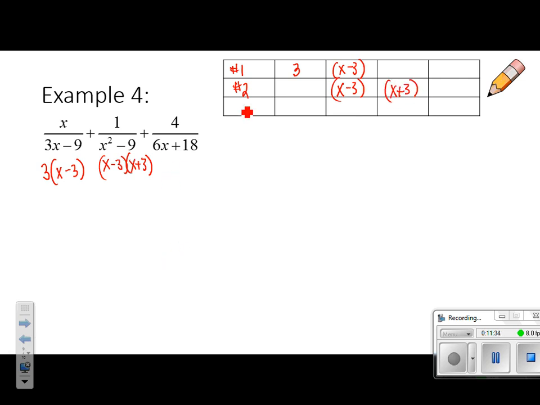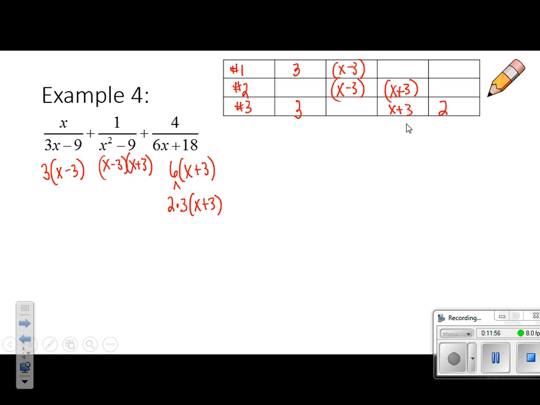Okay, now I have to look at fraction number 3. I can take out a 6. That would give me x plus 3. 6 breaks down into 2 times 3. Okay, so I have a 3, a 2, and an x plus 3. Those are all my factors of number 3 fraction.